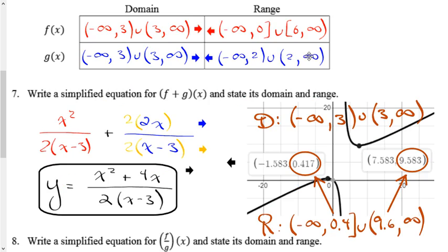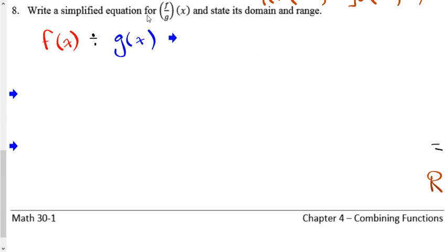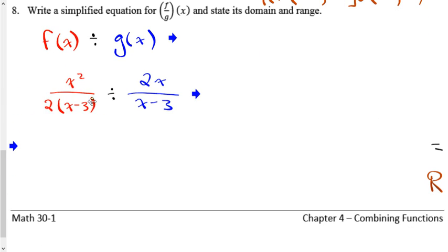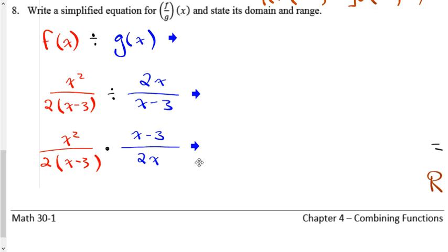But if I write it like this, then it's a little bit easier for me, takes me a step further, and then I can recognize, oh yeah, this g of x function, I can take the reciprocal and multiply. And when I do that, I can look for common factors again.